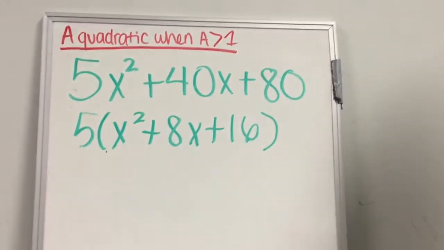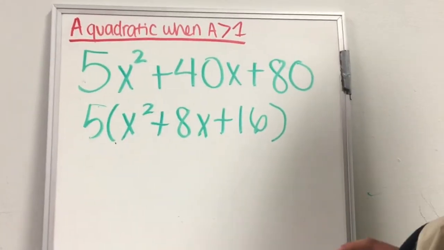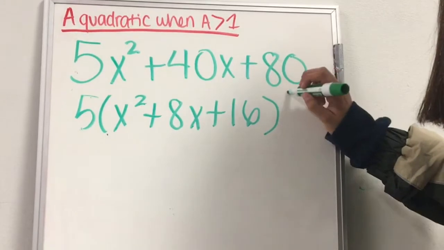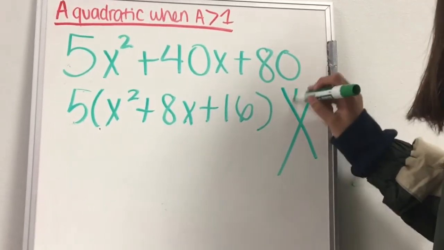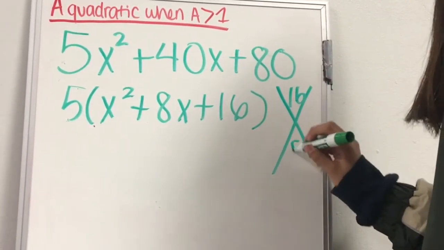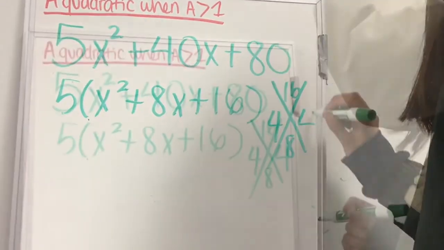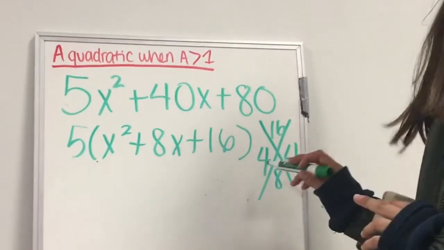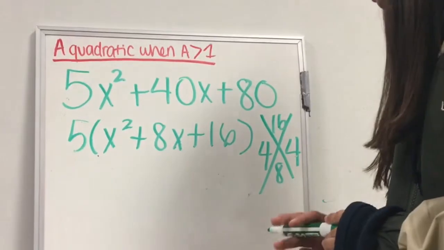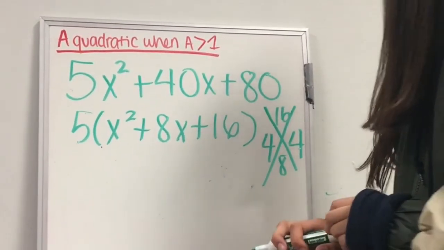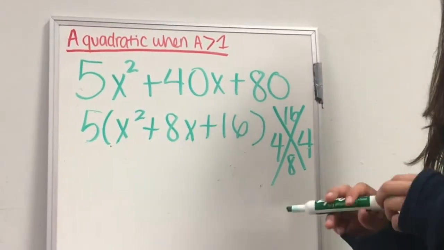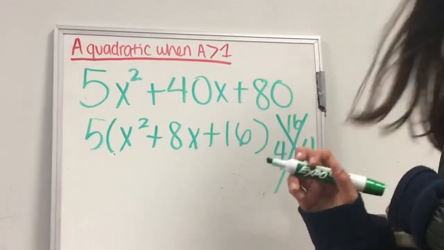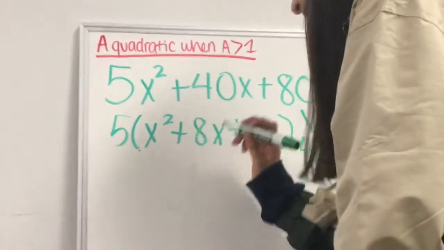Then you have to find numbers that multiply to 16 and add up to 8. So, a little box. Both of those numbers would be 4 and 4. So you'd have to rewrite your equation with the factors and split the equation into 2 sets of parentheses. And then factor.